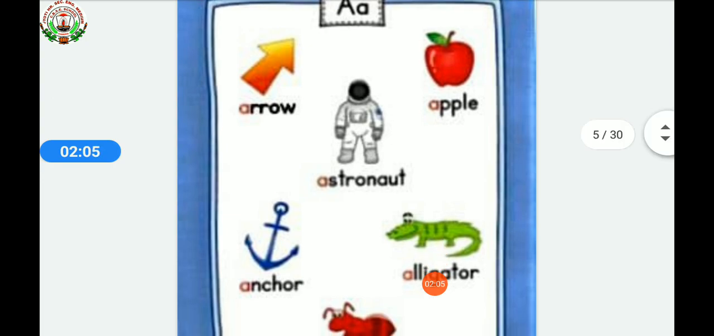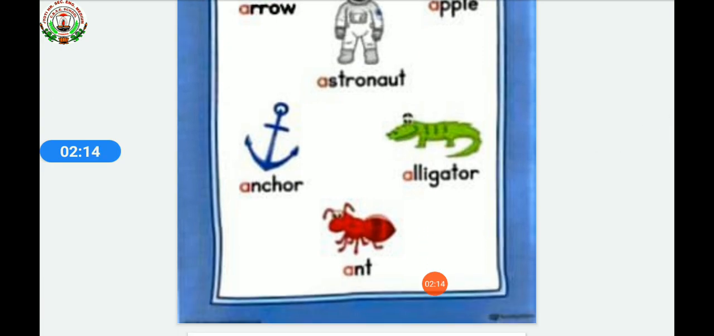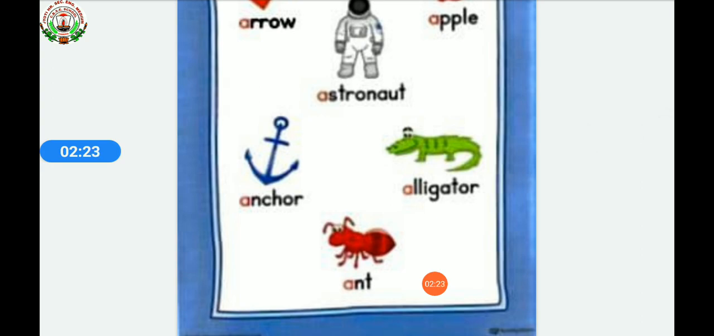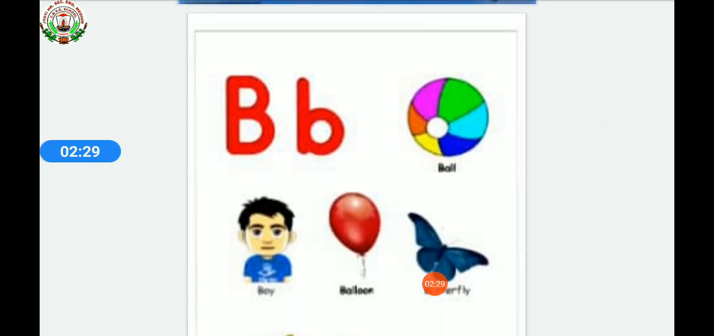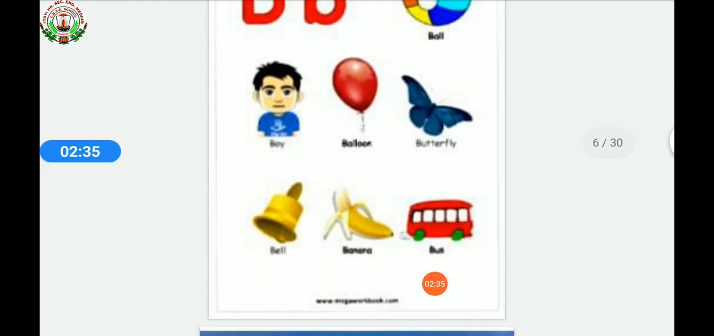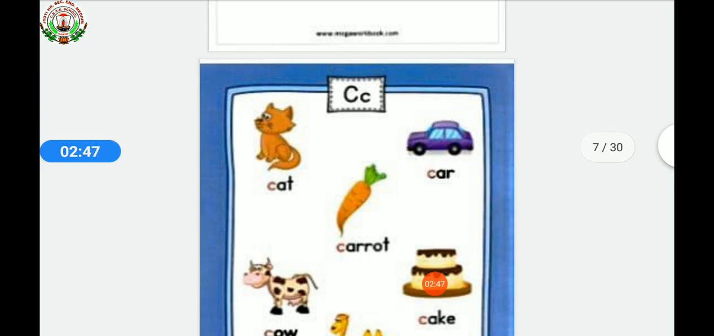A for arrow. A for apple. A for astronaut. A for anchor. A for alligator and A for ant. See, we can make many new words from this letter A. Next letter is B. From B, again we can make many new words. B for ball, B for boy, B for balloon, B for butterfly, B for bell, B for banana and B for bus.